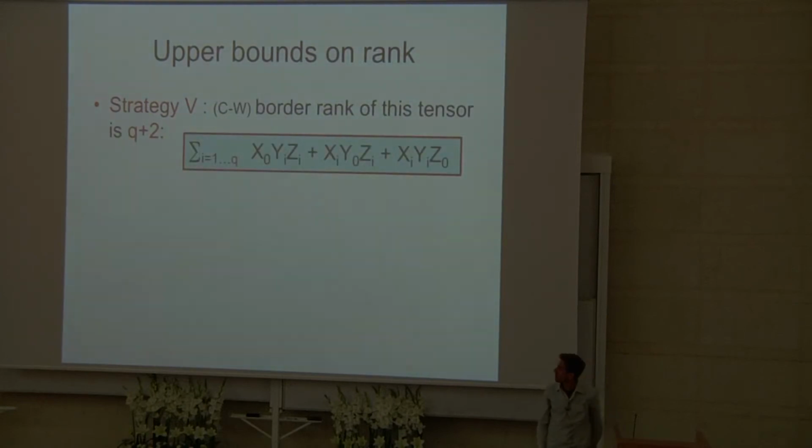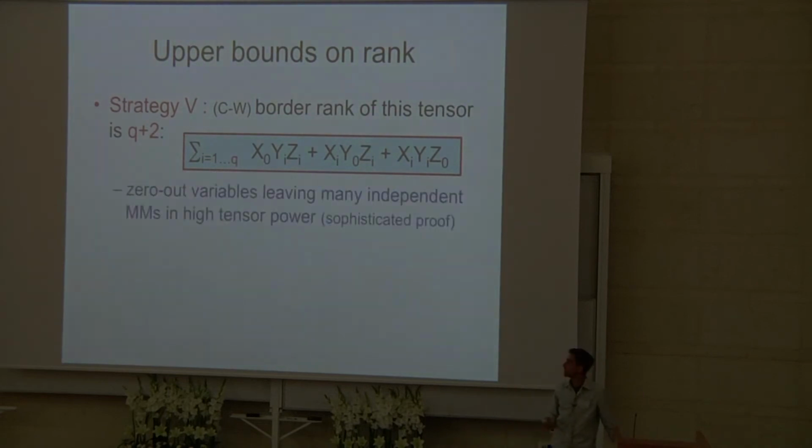And then I'm going to stop drawing the tensors at this point. Strategy 5, I guess, if we're keeping track. This is the Coppersmith-Winograd paper that many of you know from 1987 or thereabouts. They point out that the border rank of this tensor, which is again no longer a matrix multiplication tensor but something that has useful structure in it, is q plus 2. So q is a parameter again. I'm not drawing the pictures, but I hope you can see it's a nicely symmetric tensor if you look at the trilinear form associated with it.